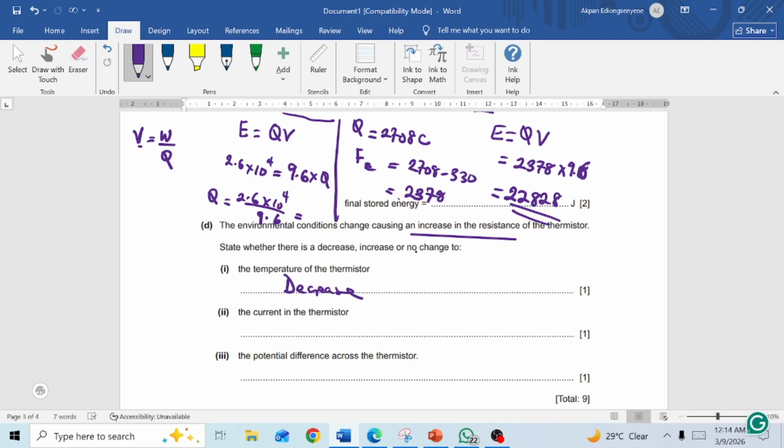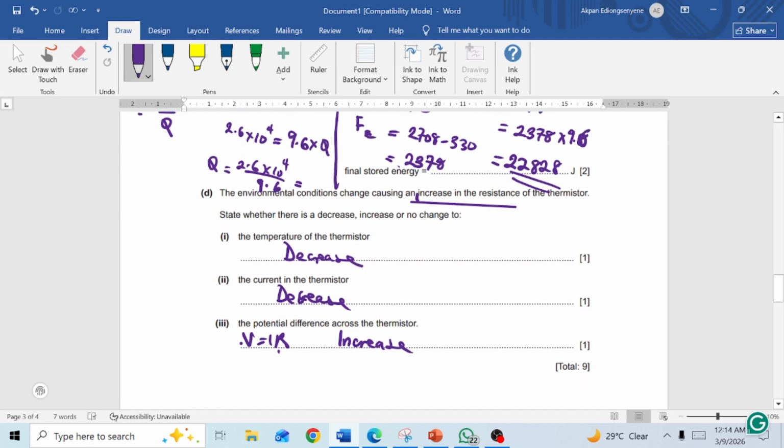The current: because the resistance is increasing, the current that will flow will decrease. Resistance is inversely proportional to the current flow. Potential difference across the thermistor, V equal to IR. When resistance increases, potential difference will increase. Here will be an increase. Okay, so we have been able to answer the questions.